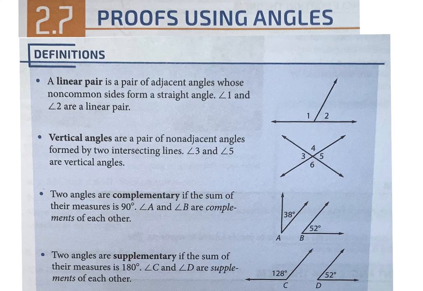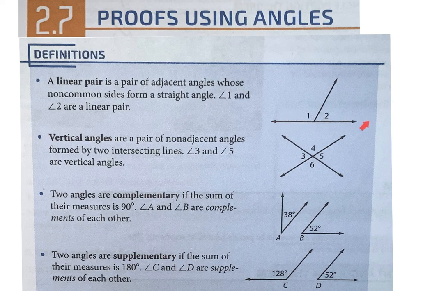So doing proofs with angles, they introduce a lot of different types of angles and angle relationships here. And if you look at this box, they have these definitions that tell you relationships between types of angles. The first relationship that they talk about is what's called a linear pair. Just like it sounds, a linear pair forms a line.